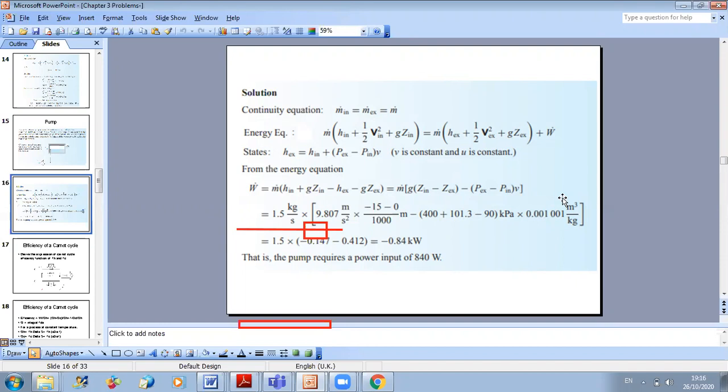So now, once we replace in the equation, we can get the only unknown here, which is the work of the pump. And as expected, because it's a pump, you will end up with a negative result, because the pump takes work from outside and does not produce any work. This is why it is a negative work. Any question on this problem?